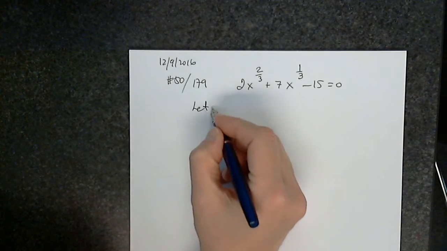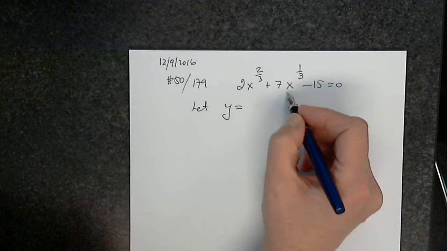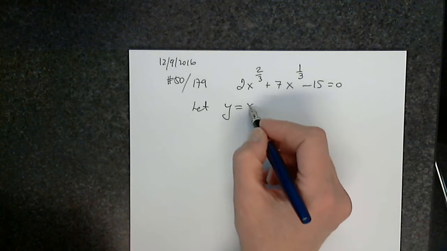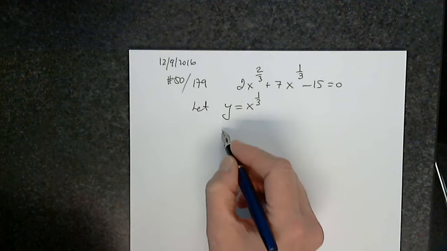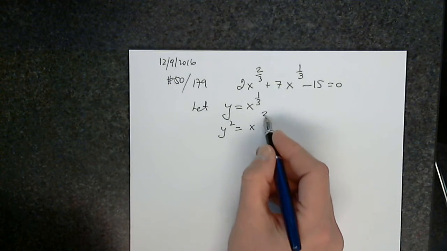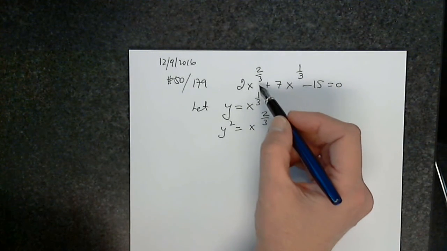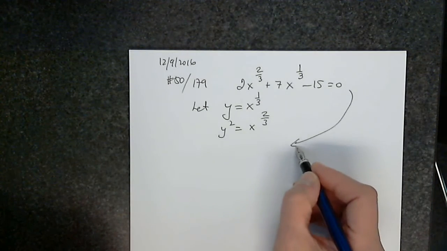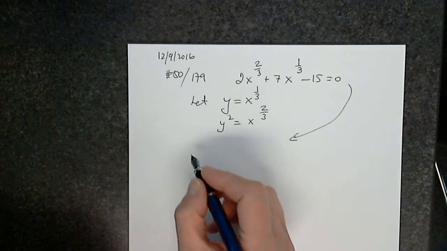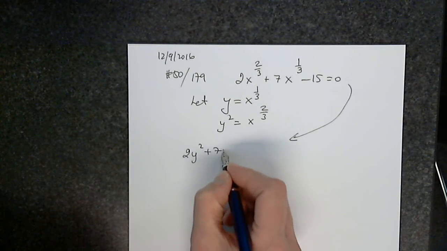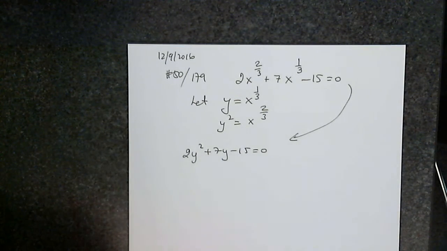So I'm going to say let y be the one with the smaller power, because when I square both sides, I get y squared, which is indeed x^(2/3). So this equation is not quadratic, but quadratic in form, we say. So this is 2y squared + 7y - 15 = 0.